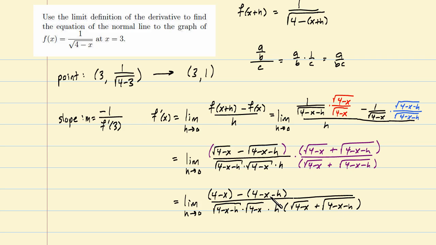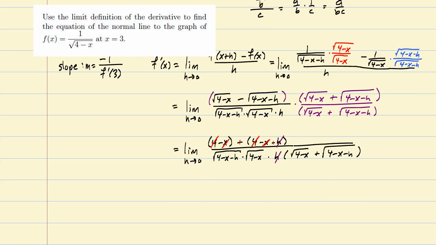Now, look at the numerator. Some nice stuff happens here, right? Notice we have a 4 minus a 4. Those cancel. We have a negative x minus a negative x. Those cancel. We have a minus a negative h. The negatives kill each other off, and so we're left with simply an h. That's our single factor of h we hoped we would see. That will cancel off with this h down below. So let's cancel the h there and there.